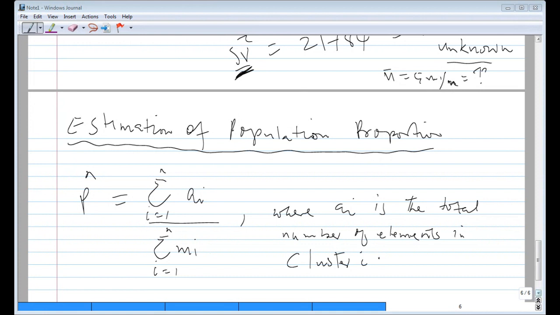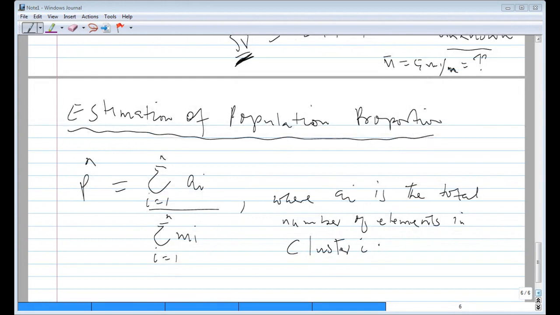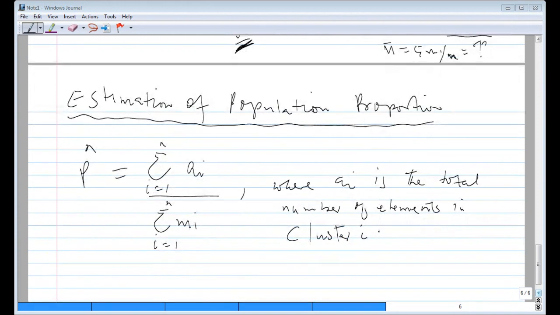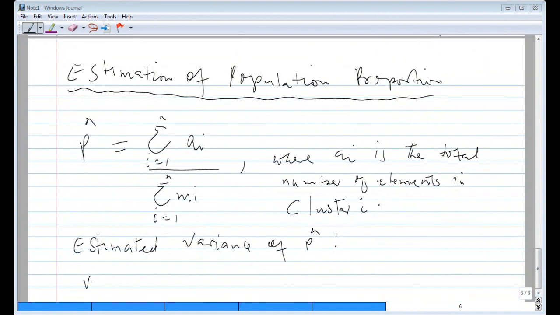And then if you want to estimate the variance of that estimator, in other words, the estimated variance of that estimator, which is p-hat, it is given by var estimate of p-hat, which is equivalent to what? To n minus n.